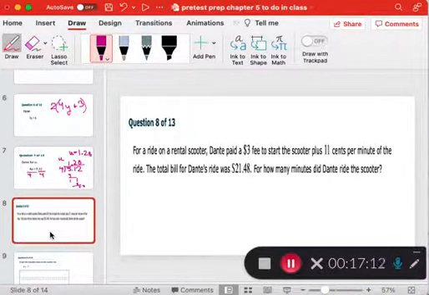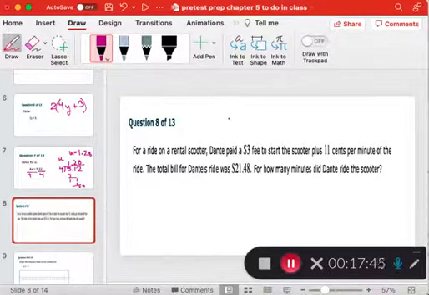Okay, everybody, question number 8. Hey, Braden, can we do the problem, please? Question number 8. For a ride on the rental scooter, Dante paid a $3 fee to start the scooter, plus 11 cents per minute of the ride. The total bill for Dante's ride was $21.48. For how many minutes did Dante ride the scooter?